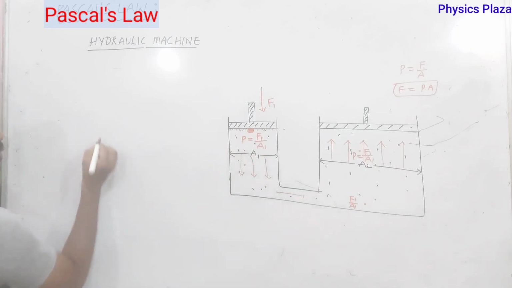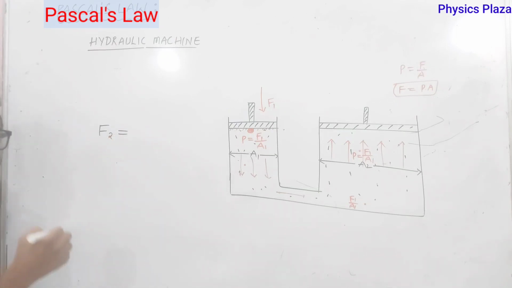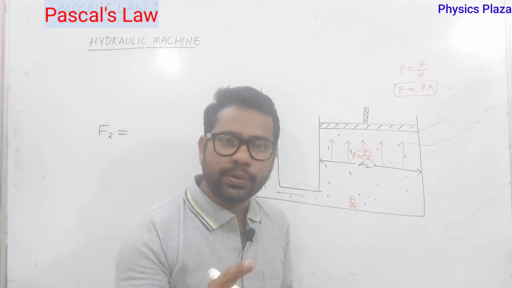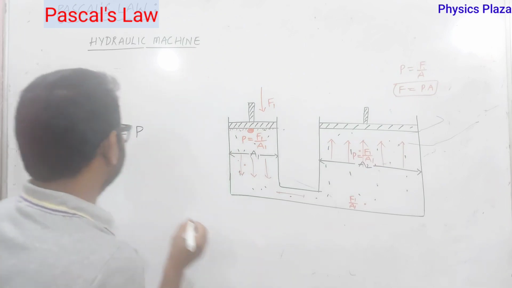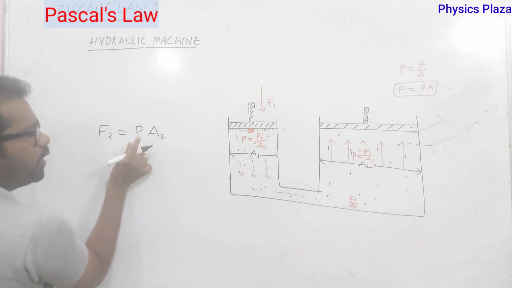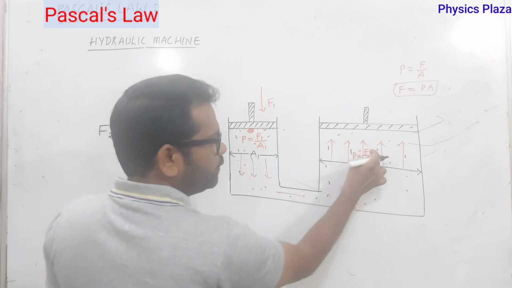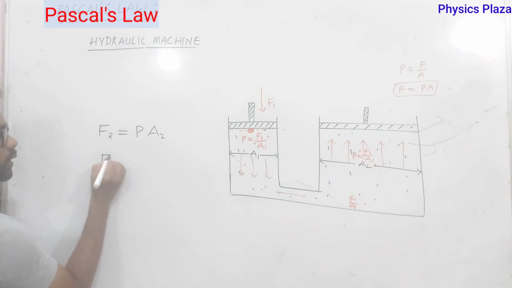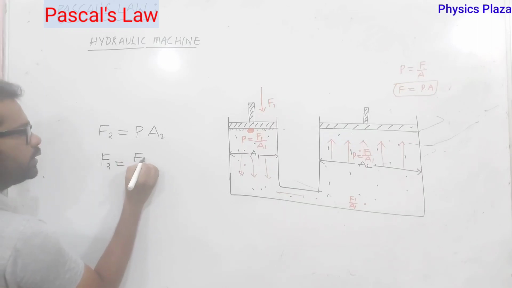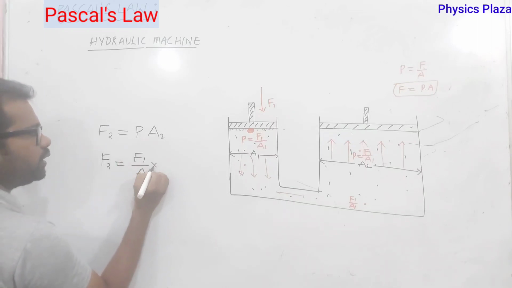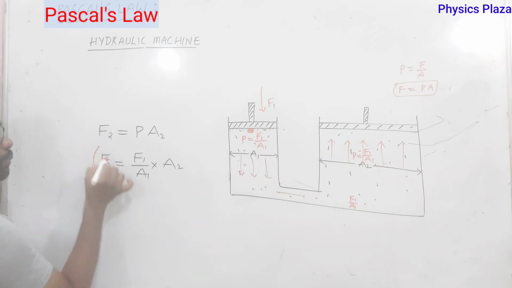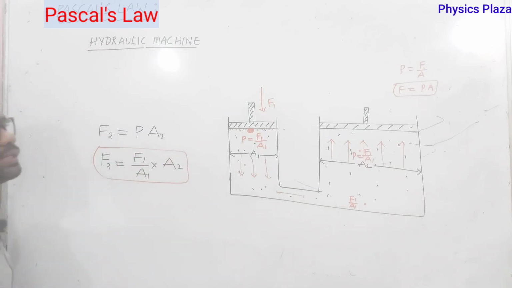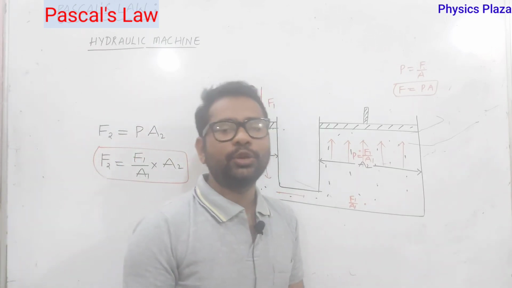I want to calculate the force acting on the larger piston, F2, which is equal to the pressure P times the surface area A2. But what is the P value? P is F1 by A1. So F2 is equal to F1 by A1 into A2. This is very important from the examination point of view. We can expect numericals based on this.